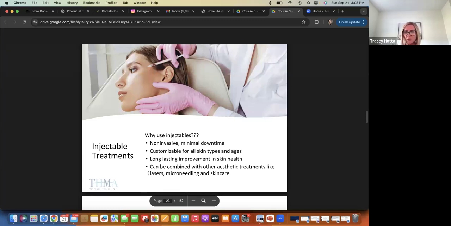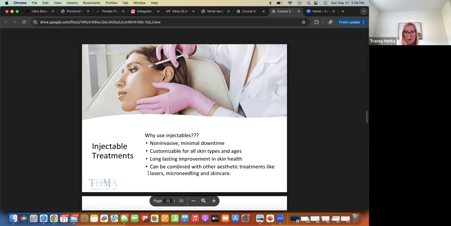So getting into in-office treatments, there's different things you can do. And we're going to get into these in a little more detail. But we're going to start off with injectable treatments.